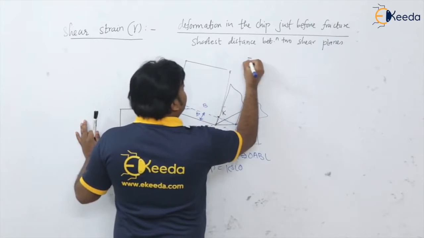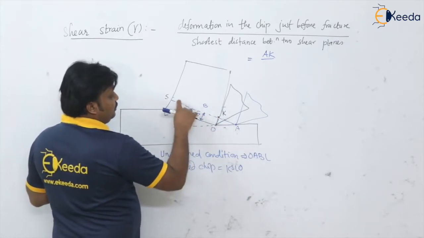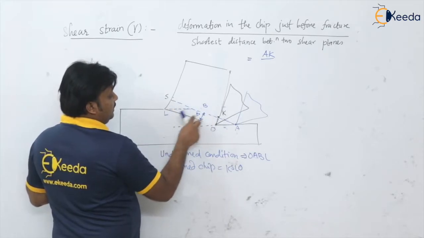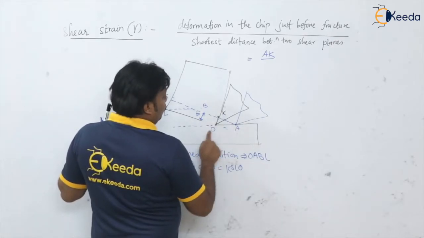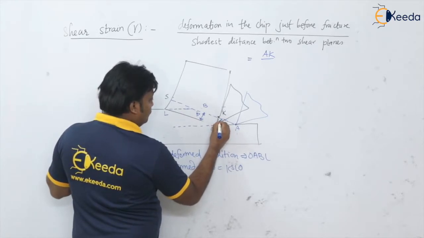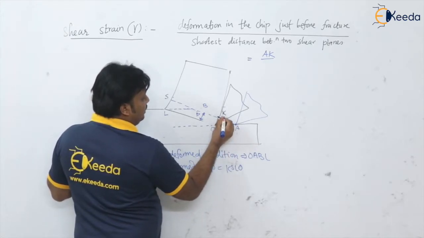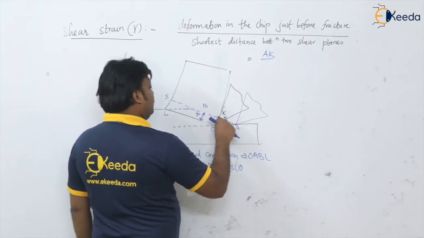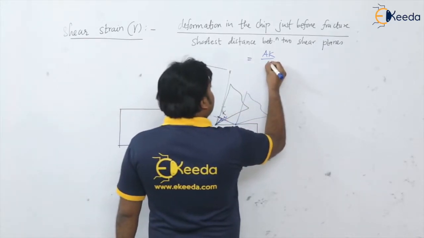So I write AK, and what is the shortest distance between these two shear planes, AB and OL? These are the two shear planes, isn't it? So in triangle OAK, from point O I am going to draw a perpendicular onto AK at point N. That gives the shortest distance between these two planes, which is nothing but delta. So it is AK divided by delta.